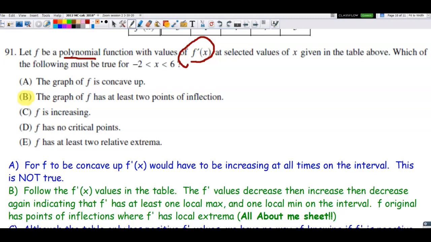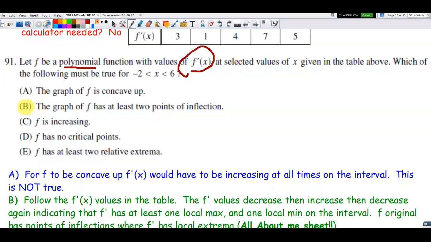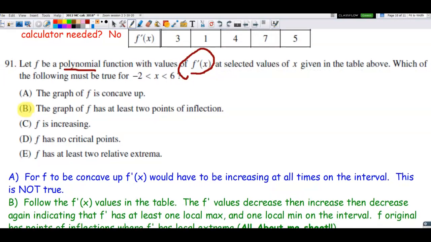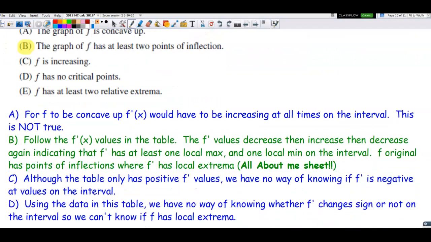That means the concavity changes at least twice. That means that the first derivative changes from increasing to decreasing or decreasing to increasing at least twice. Now the polynomial piece is important because it tells us that the original function is continuous and differentiable. So follow the f prime of x values in the table. The value of f prime decreases, then increases, then decreases again, indicating that f prime has at least one local max and one local minimum. So this has to be true. And then I'll let you read the other distractors and look at the explanation as to why they cannot be true.